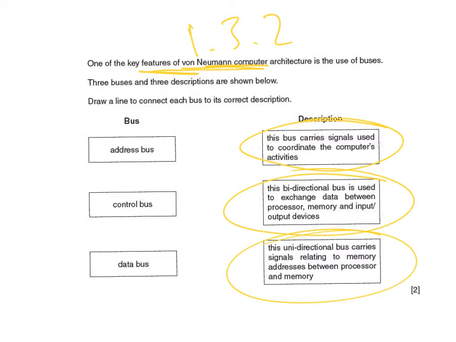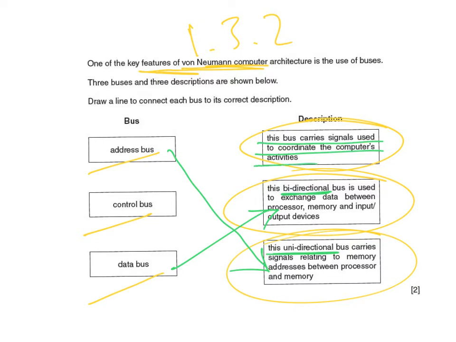Hopefully straightforward enough. Remember the address bus is unidirectional, the data bus is bidirectional, and the control bus is in command of everything. So let's look at things that give it away. For the address bus, if we look at the descriptions here, unidirectional, I know right away that is the address bus. Looking for bidirectional, there's the giveaway for the data bus. And that leaves us with the control bus, which carries signals used to coordinate the computer's activities, all the things to do with the fetch execute cycle.